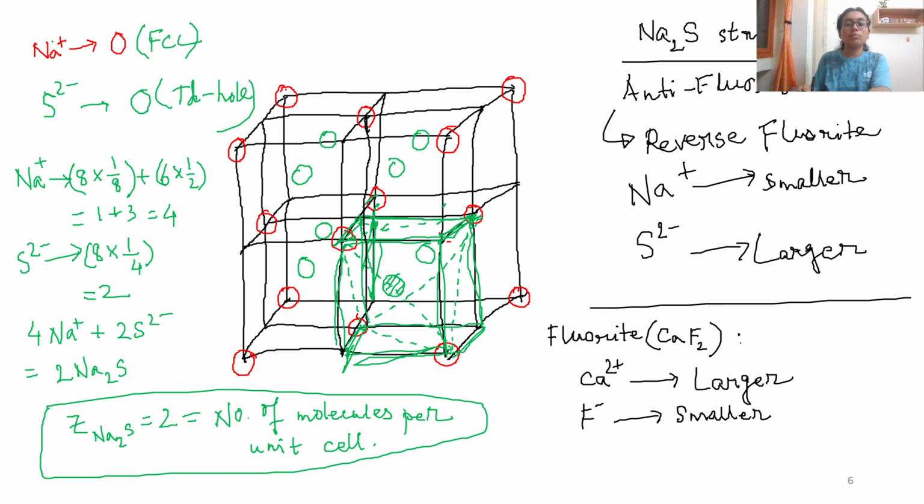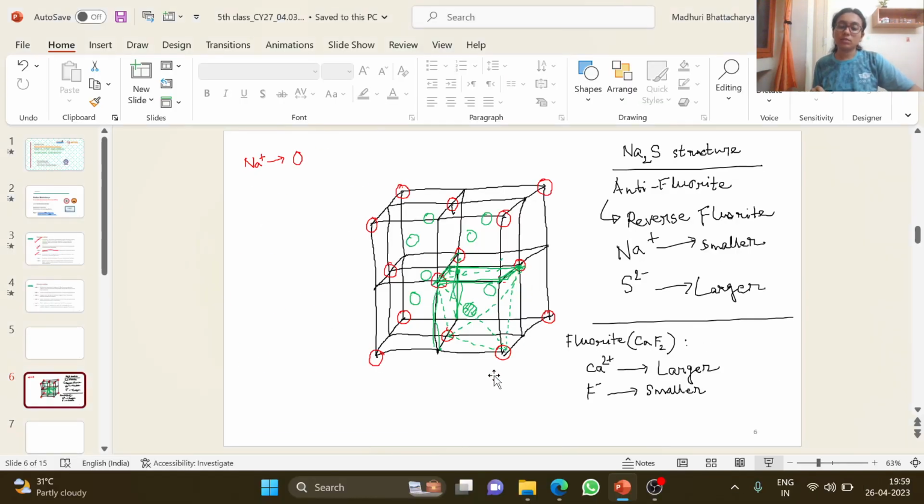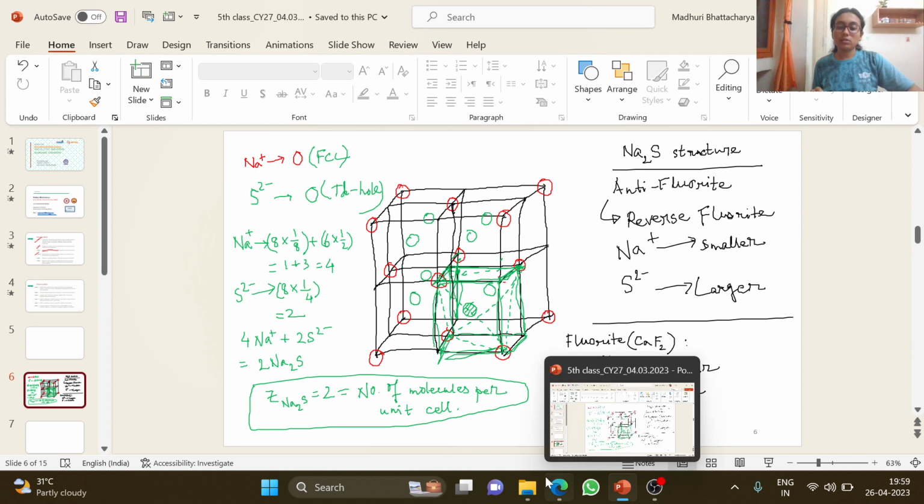So calcium will have an effective number of atoms per unit cell as 2, and fluorine will have 4, giving rise to a total of 2 calcium fluoride molecules per unit cell. But the structures are just the reverse. Then moving to the next question.